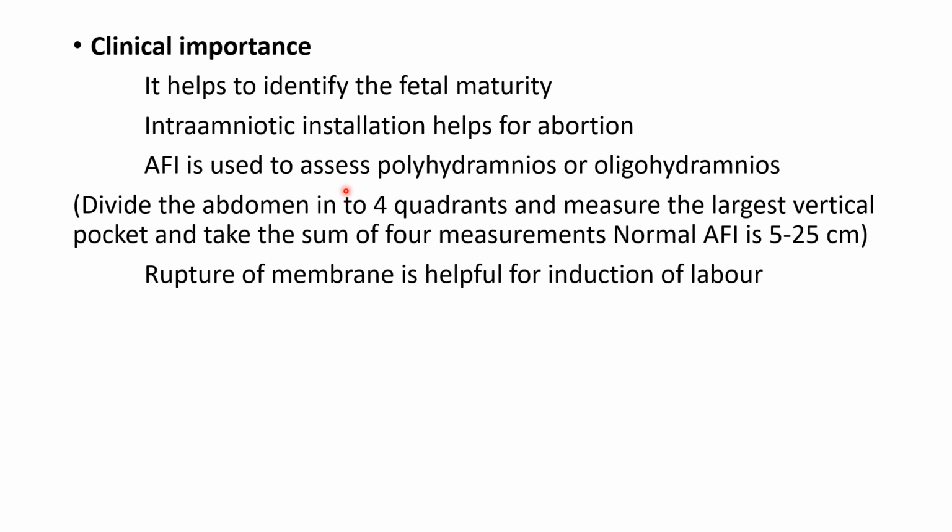How to assess this AFI: you just divide the abdomen into 4 quadrants, 4 regions. From each quadrant you measure the largest vertical pocket, the largest length in each vertical pocket. Vertically you take the measurement in each pocket, add the measurements of these 4 quadrants and see how much you are getting.